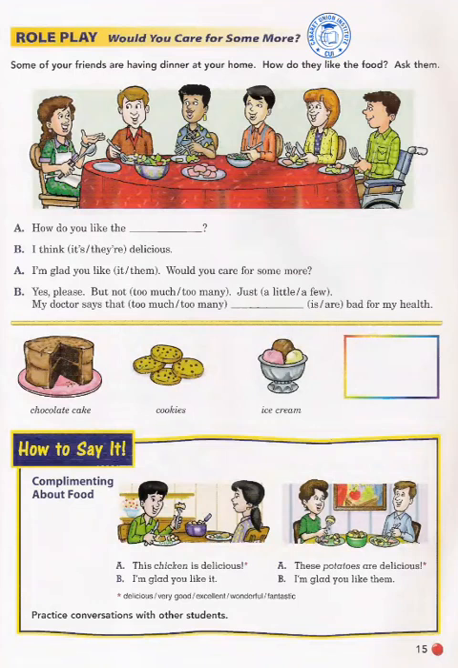Page 15. How to say it. Complimenting about food. Listen. This chicken is delicious. I'm glad you like it. This chicken is very good. I'm glad you like it. This chicken is excellent. I'm glad you like it. This chicken is wonderful. I'm glad you like it. This chicken is fantastic. I'm glad you like it.